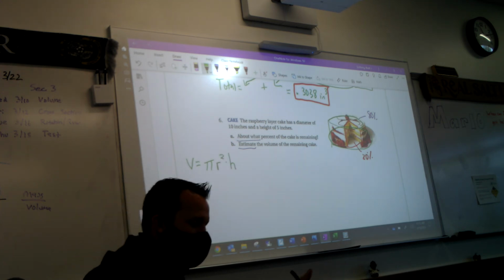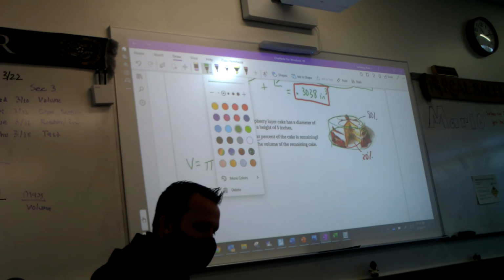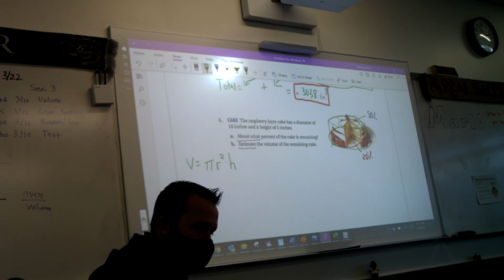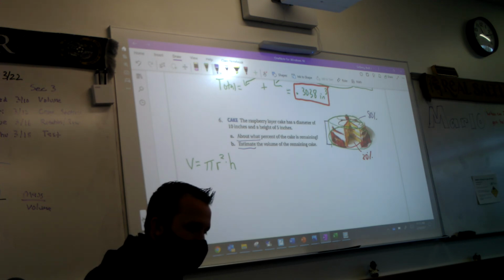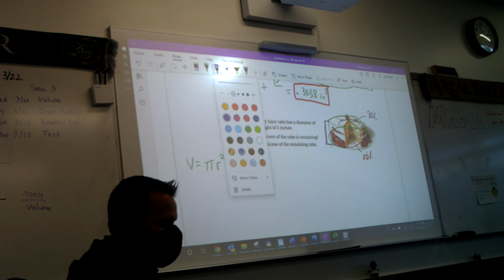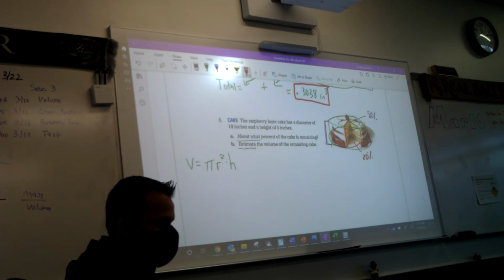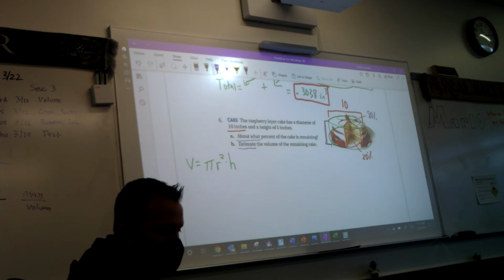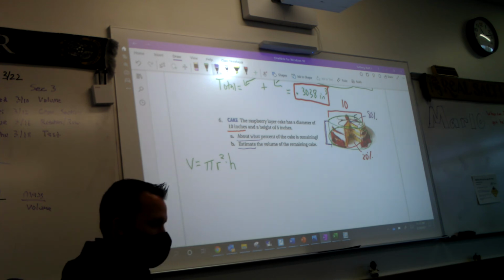Awesome. So looking at this, first I need to know what the radius is, and then I'll need to know what the height is. We're given the diameter, which is 10 inches, and the height, which is 5. So let's label that here. The diameter all the way across is 10. But we don't want all the way across, we just want halfway. So what's half of 10? All right, so our radius is 5.